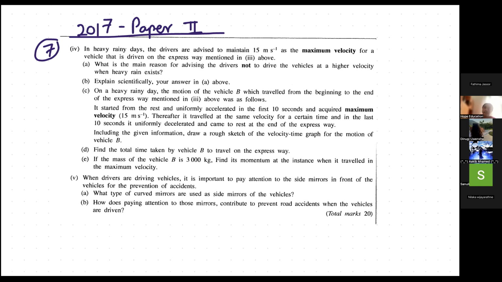In heavy rainy days, the drivers are advised to maintain 15 meters per second as the maximum velocity for a vehicle that is driven on the expressway mentioned in 3 above. What is the main reason for advising the drivers not to drive the vehicles at a higher velocity when heavy rain exists? Why do they say not to go at a higher velocity when there are heavy rains? Very briefly, just tell. What did you all write for this?